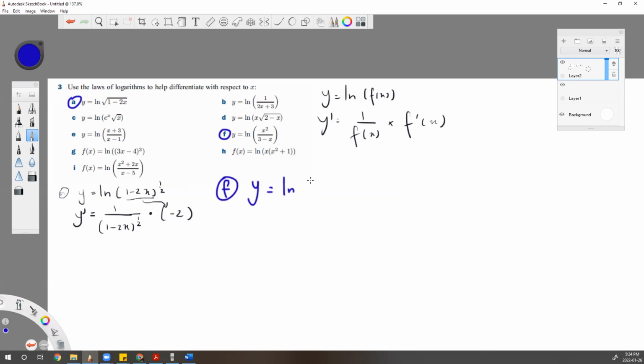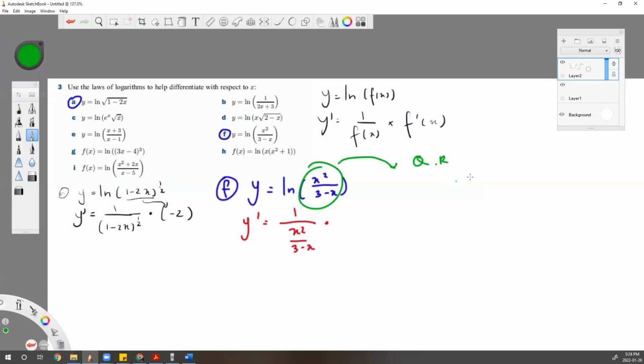Y equals ln of x squared over 3 minus x. First things first, this is the f(x), the one that I circled in red. So y prime equals 1 over x squared over 3 minus x, times the derivative of the inside. I use the green color now for the inside. So this is the quotient rule.